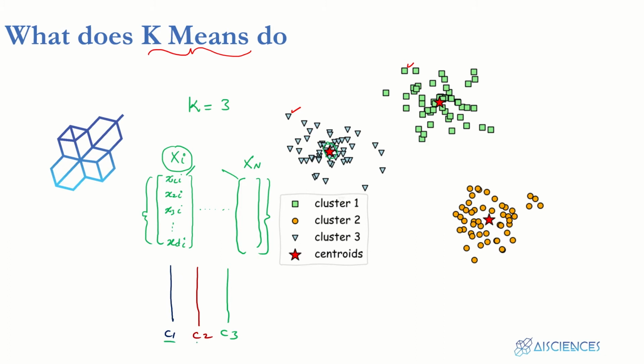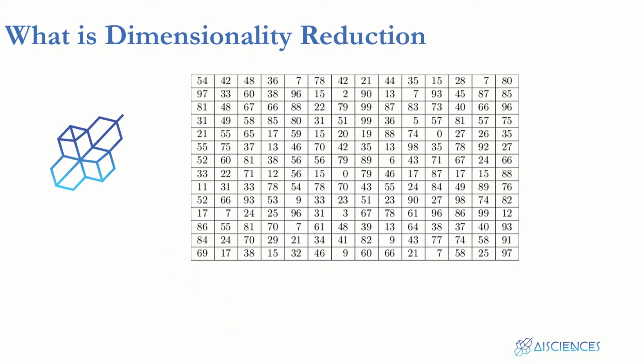So you can think of these centroids as representing the groups of the data to be formed. So that's the result of k-means. Now let's see, what do we mean by dimensionality reduction?